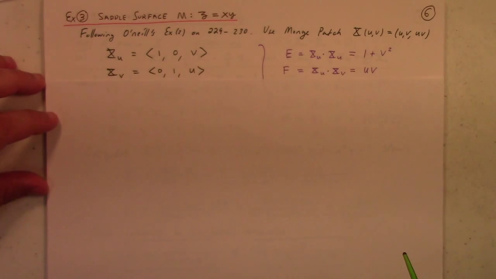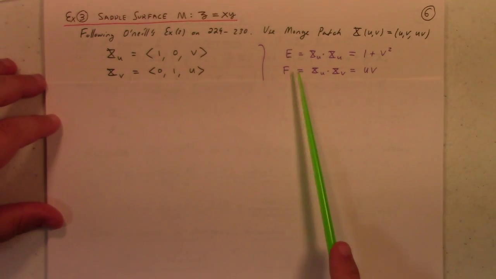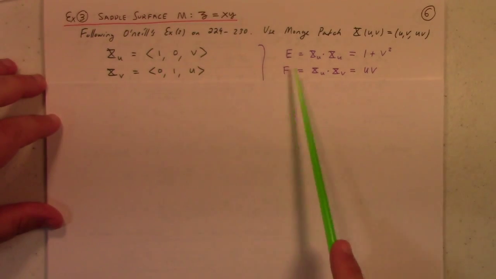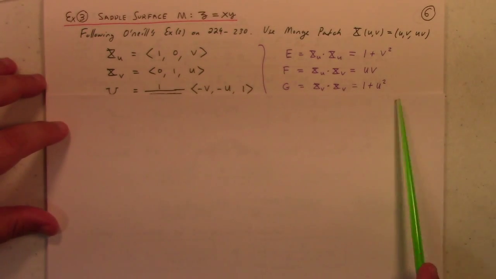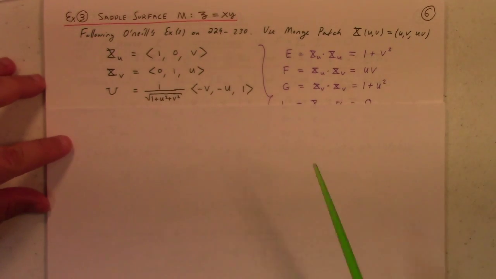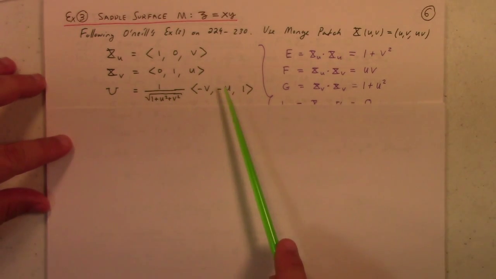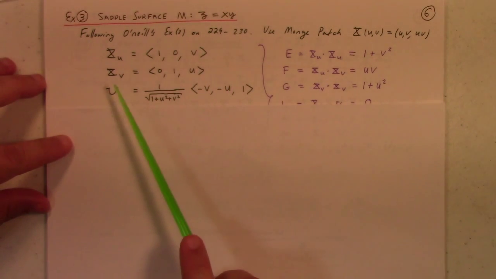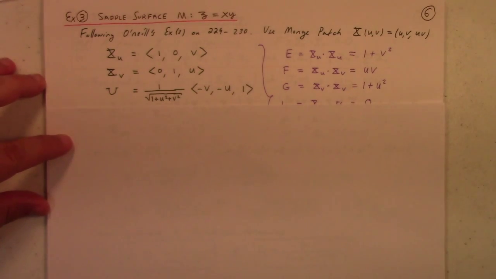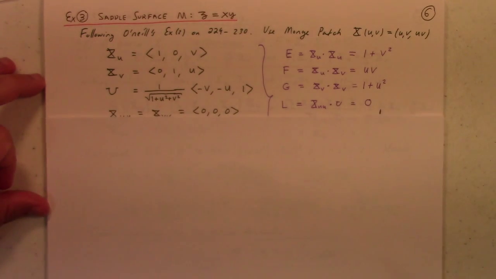Calculate the partial velocities, bam, bam, right? This one's interesting. E is 1 plus v squared. F ends up being uv, the dot product of that and that. The length of x_v, the G, is 1 plus u squared. You take the cross product of these two and normalize, and you get this animal, the unit normal. It's easy to check that the unit normal is in fact perpendicular to the partial velocities. It must be. Otherwise, you calculated the cross product wrong more than likely. At least that's what my Calculus 3 students always do, and a lot of what we're doing right now is Calculus 3.